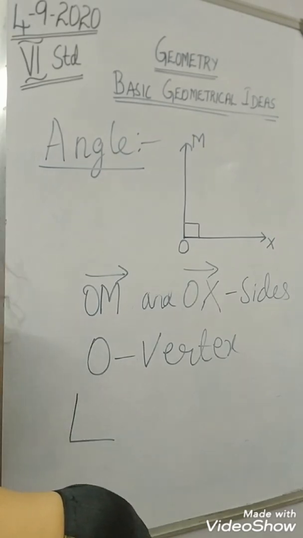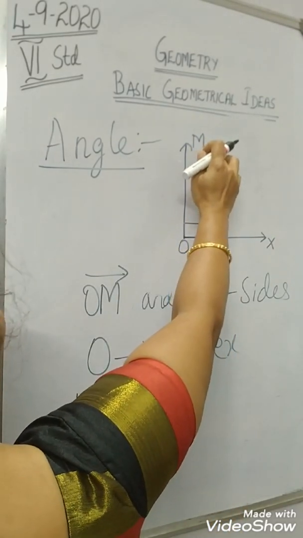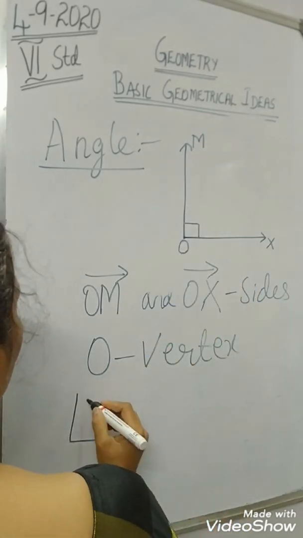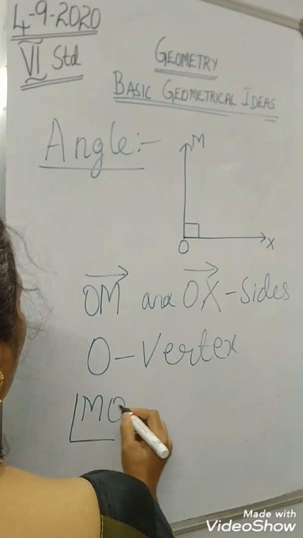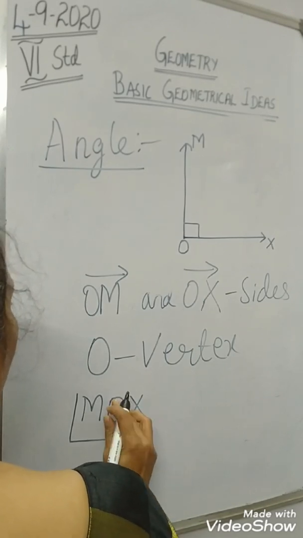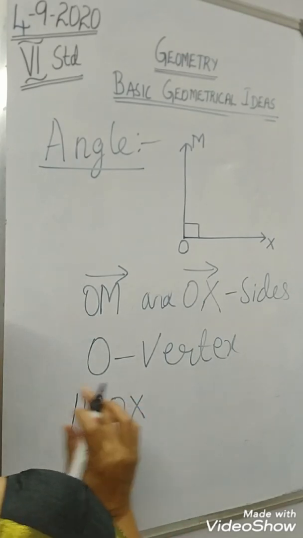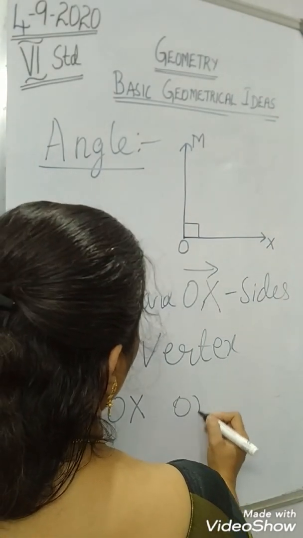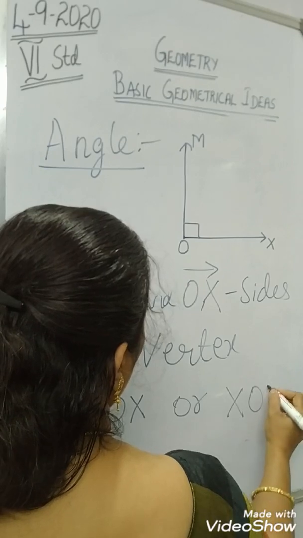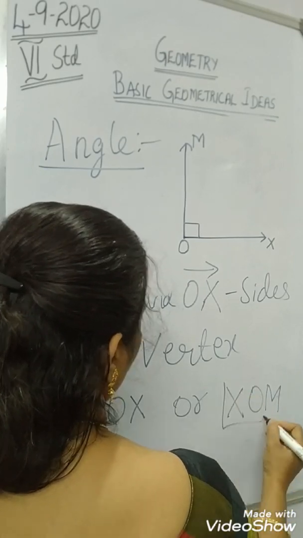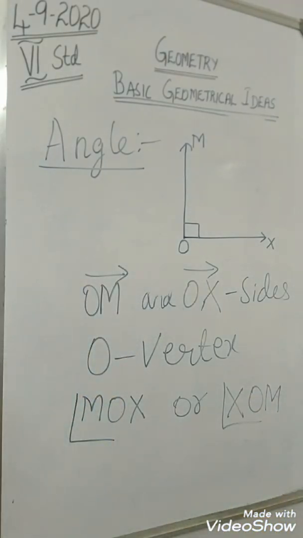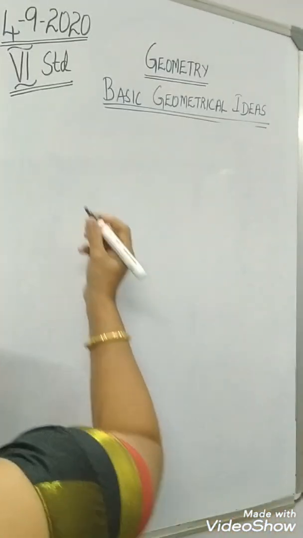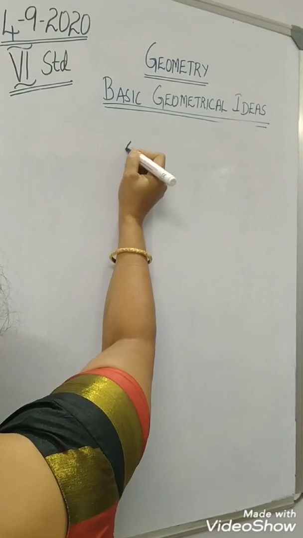Angle can be represented this way. Can I write MXO? No, you cannot write it like that. You should write it as MOX, where the vertex will come in the center. Or you can even represent it as XOM. Okay, children? Yes? Now, let us see the angle.